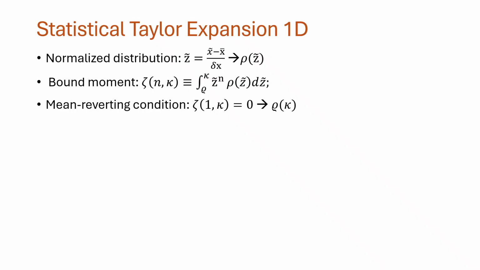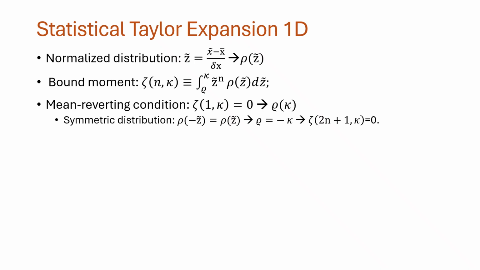And there is one constraint for this bounded moment. It's called the mean reverting condition. That means when n is 1, this has to be 0. That means the lower bound of the integration is determined by the upper bound.